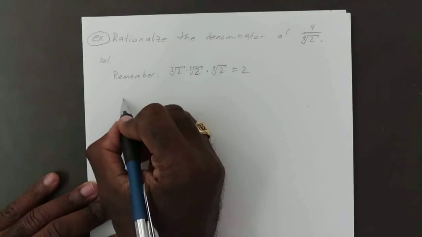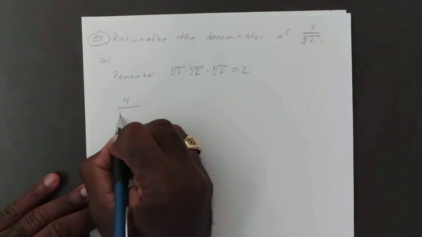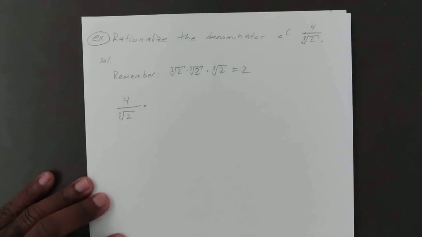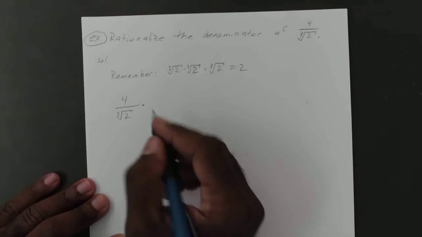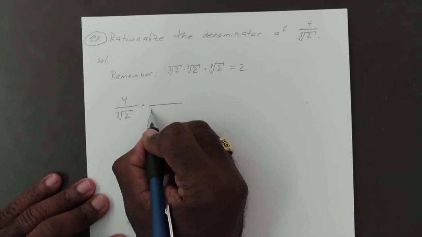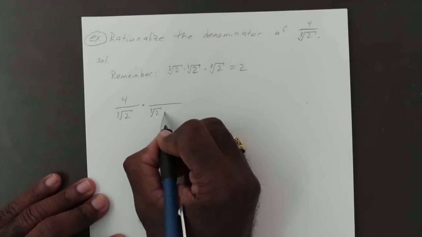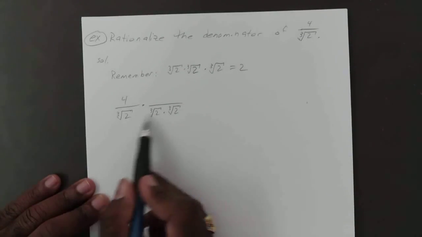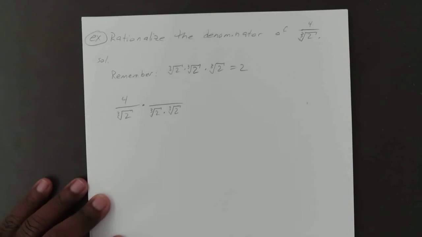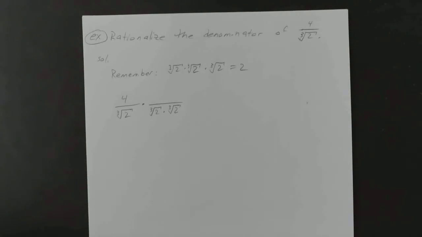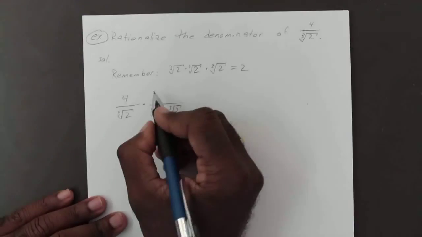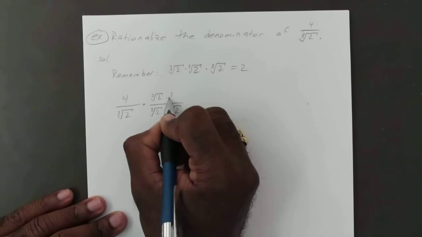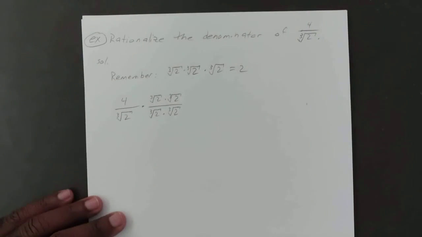Okay, so that means if we have 4 over the cube root of 2, we'd have to multiply this by the cube root of 2 times the cube root of 2 in order to make the radical disappear. But whatever we do to the denominator, we have to do to the numerator. So it's cube root of 2 times cube root of 2 up here also.